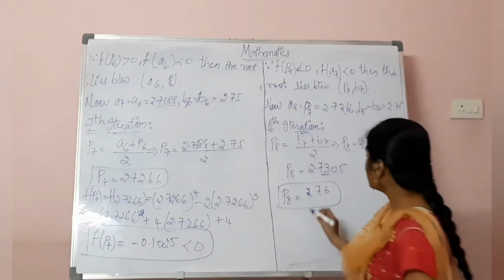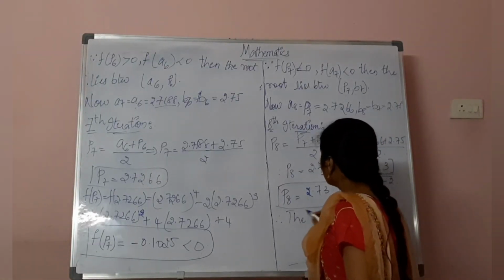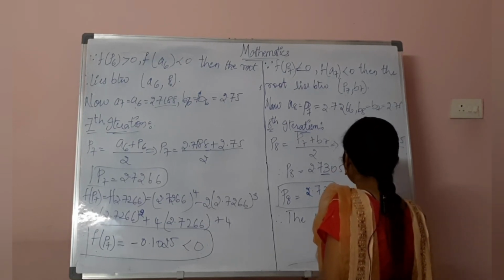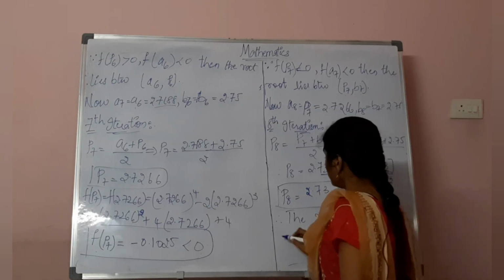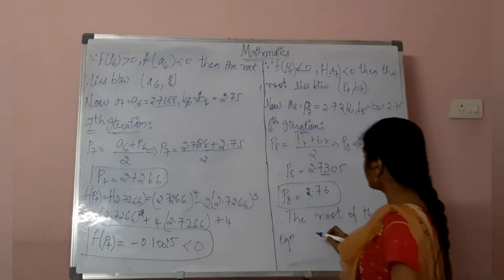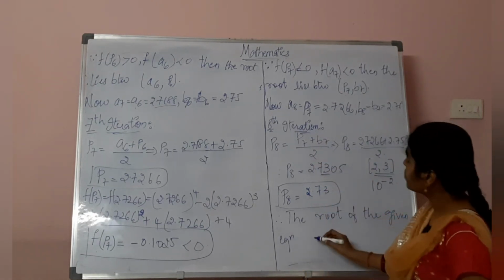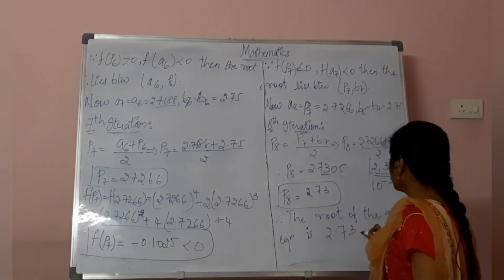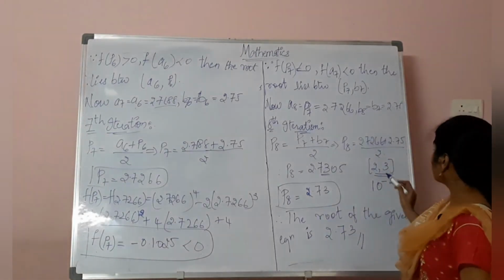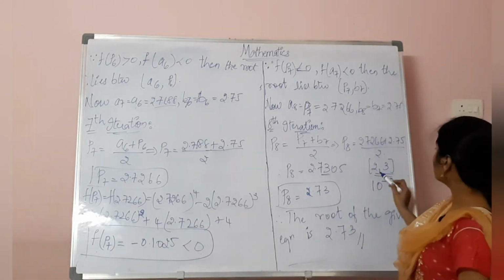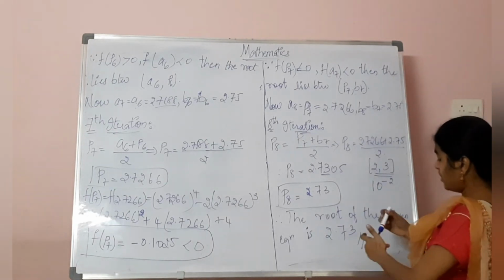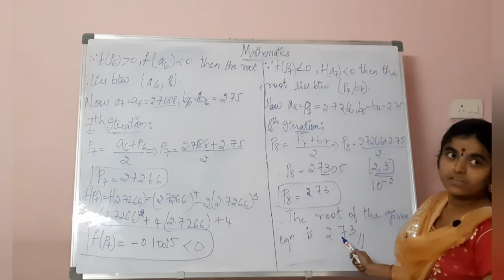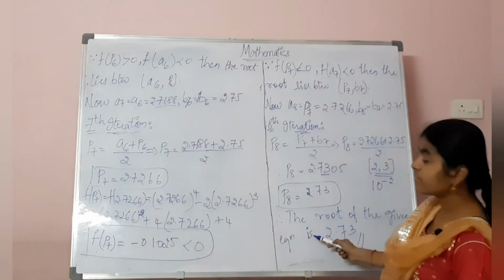Therefore, what is the root of the equation? The root of the given equation is 2.73. This is our solution, up to the given interval 2, 3. Between this only we have to find the values, and after this, if we find the values, it will be greater than 3. We can stop up till here. So this is the root for the equation.